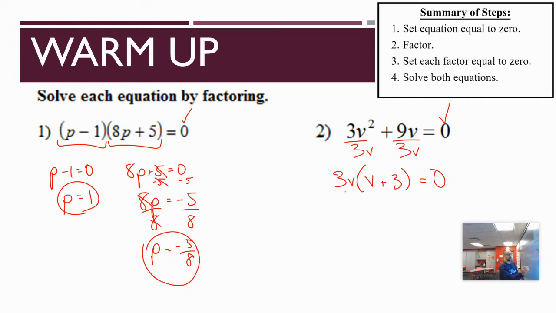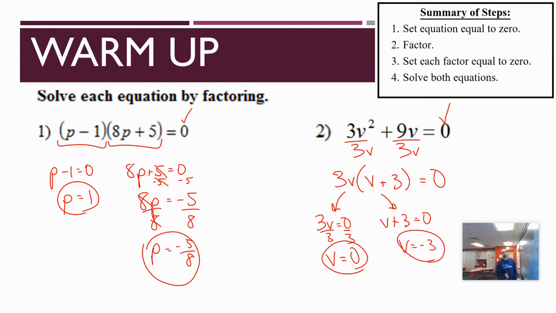Set each factor equal to 0. So this time we have two factors still, right? So 3v equals 0, and v plus 3 equals 0. And then solve. For this first one, I'm dividing by 3. There is still a variable there, so I can still solve, and I just get a solution of 0. My second answer: subtract 3, I get -3. All right, let's take a look at the next two.